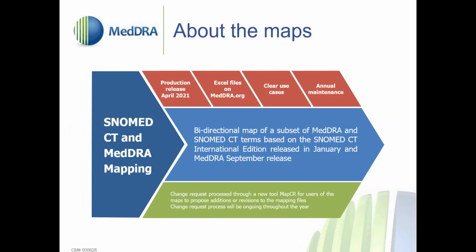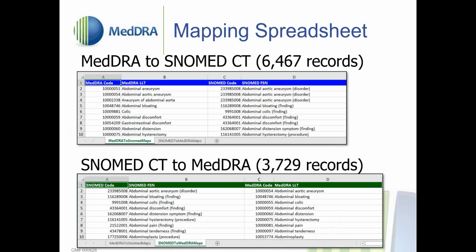The MSSO has developed a new tool called MapCR for users of the maps to propose additions or revisions to the mapping files. And this change request process will occur throughout the year. This tool, the MapCR tool, is accessible by both SNOMED CT users as well as MedDRA users. So regardless of whether or not you have a subscription or you are a member of both, if you are a member or subscriber to either, you can access the MapCR tool. And I'll show you through that process as well.